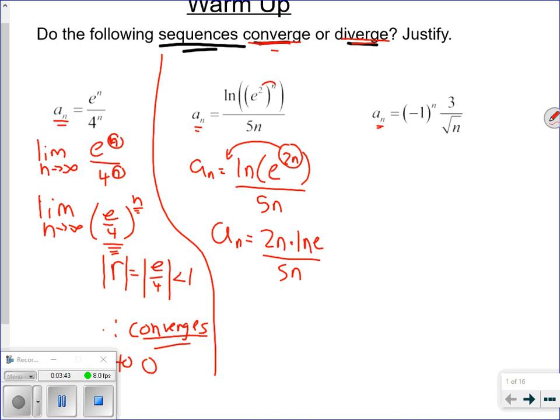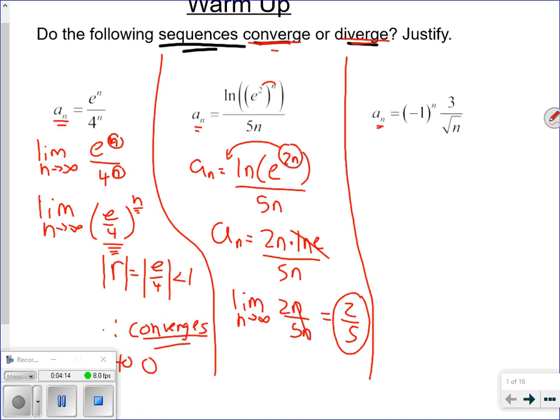Okay? And ln of e is 1. So what happens if I discuss the limit as n approaches infinity of 2n over 5n? Well, the n's cancel, or you can think about that as having the same power on top and bottom. But basically, the leading coefficient is the limit. It's going to equal 2/5. So this does converge. It converges to 2/5. Okay?